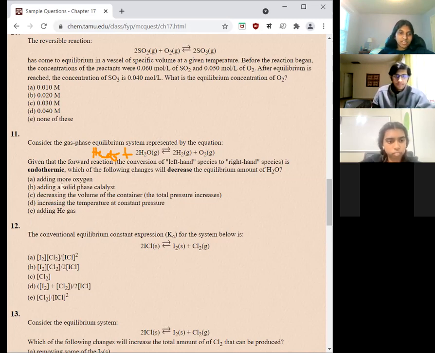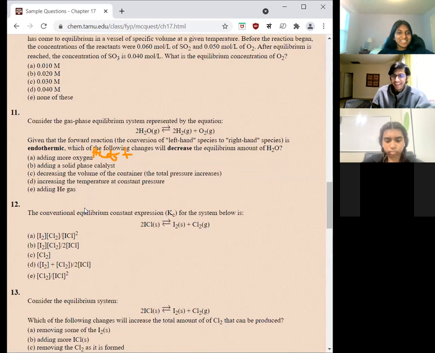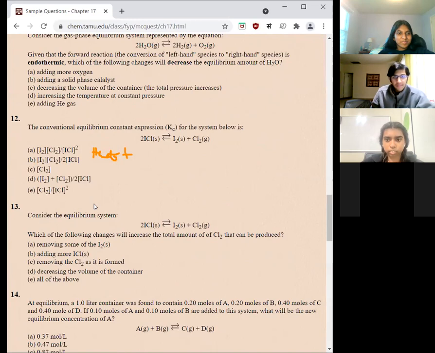So I still don't know what a solid phase catalyst is. I'm just guessing it's a fancy word for catalyst. It's a catalyst that's a solid. Yeah, okay. Again, this is probably pretty simple. It looks to me like it is. Do you want to give it a shot?